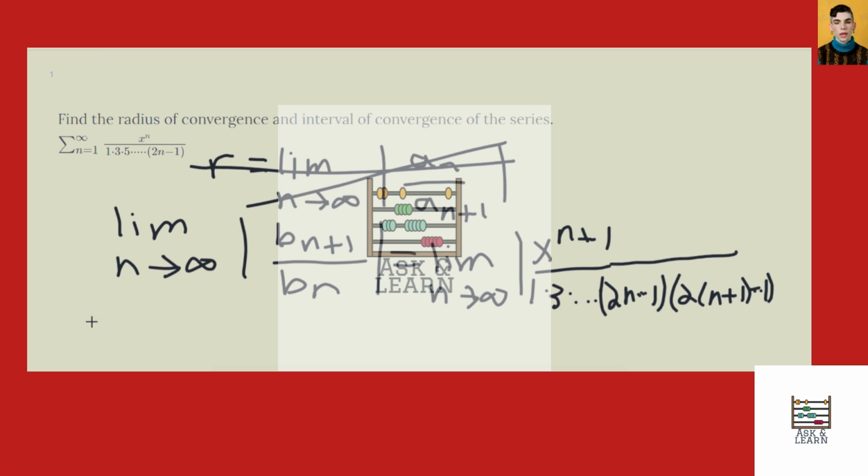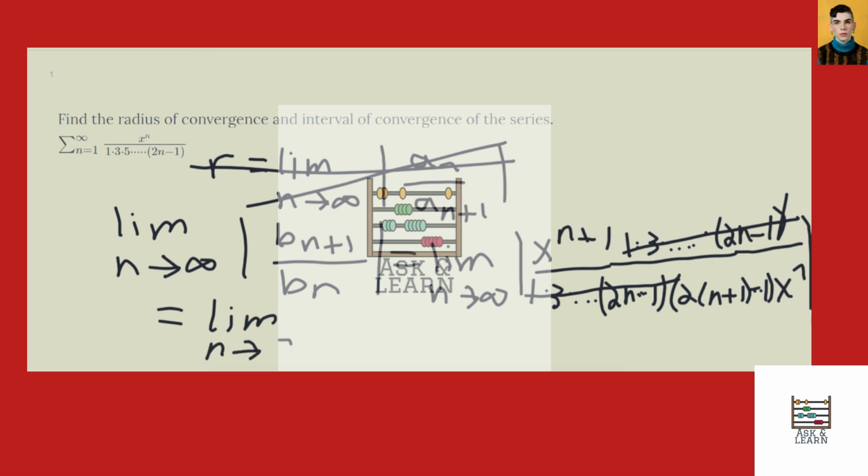Okay, and so that's just our b_(n+1), and we're dividing by b_n, so multiplying by the reciprocal. So now we'll have an x to the n over there. And up top, we're going to have 1 times 3 times ... times 2n minus 1. And this whole chunk here is going to cancel out with this whole chunk here. And x to the n plus 1 divided by x to the n is just going to leave us with x. So now we have the limit as n goes to infinity of the absolute value of x. And nothing got rid of this 2(n+1) minus 1, so we still have that there.